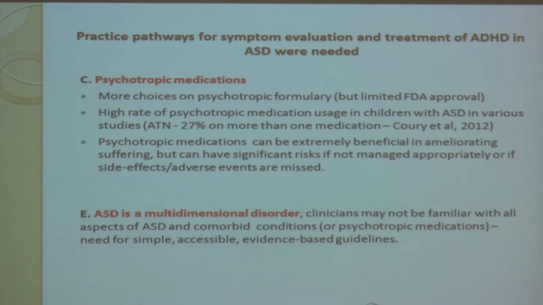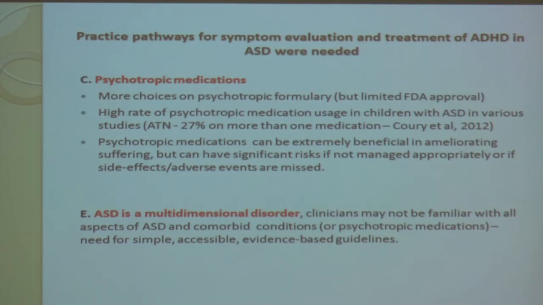The other thing is that now we have a lot more choice of medications as compared to maybe a decade ago. And we have a better understanding of how these medications work. And they are being used frequently. So if you have a child who is on the autism spectrum and they have a comorbid condition such as ADHD, anxiety disorders, or mood disorders, they may be on multiple medications. Psychotropic medications can be very beneficial in reducing the suffering of the child and of the family, but they also have a lot of risks. So, that is another reason we needed guidelines.